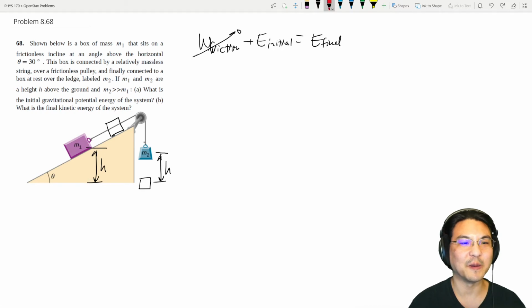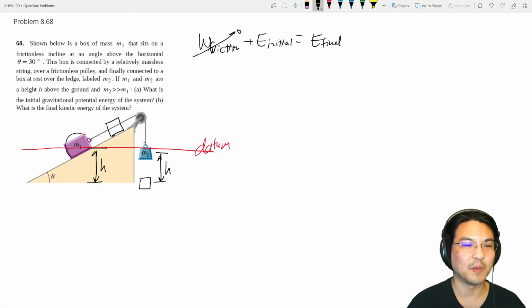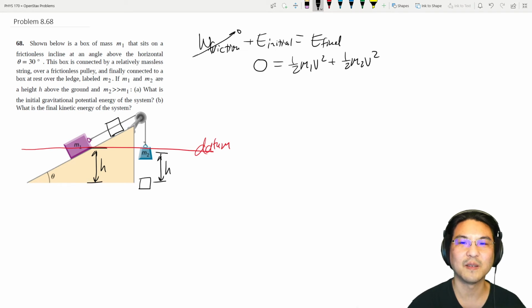Where should we pick the datum? I'm going to pick my datum, let's say here. So block 1 is at the datum, so the gravitational potential energy is 0. This one is also at the datum, 0. So we have a big 0 initially. Final: block 1 is moving some speed v, we don't know, and block 2 is moving some speed v. So this is the kinetic energy. I'll just write KE for kinetic energy.